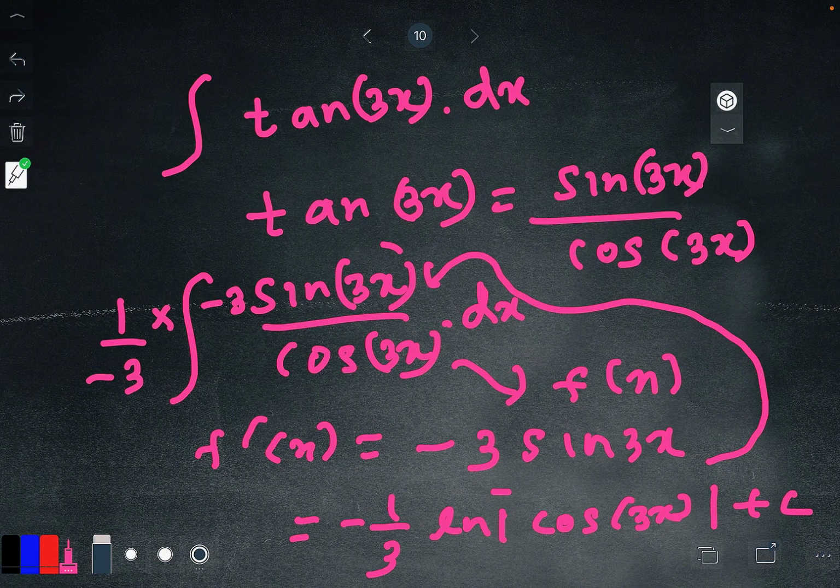So if you have a doubt, if I differentiate cos 3x, I will get minus 3 sin 3x, but I have sin 3x only. So to make it minus 3 sin 3x, I multiply by minus 3 and divide by minus 3. So I'm not changing anything in our primary question. It's minus 3 over minus 3. So our final answer is minus 1 over 3 ln cos 3x plus c.